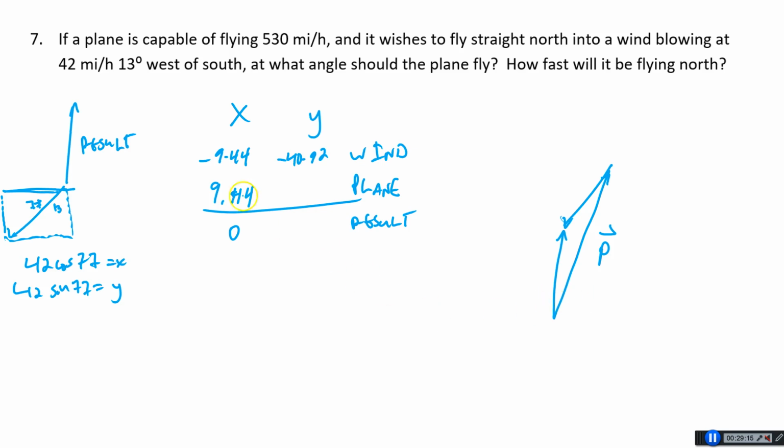If we know that the plane is flying at 9.44 to the right, so this is our plane vector, this is 9.44, and we know that the speed is 530, then I can find the angle theta right here. I guess I would use cosine. Cosine of theta is adjacent over hypotenuse, that's 9.44 divided by 530. So theta will be cosine inverse of that. Throw a cosine inverse at that, you get 88.97 degrees. Theta is 88.97 degrees north of east.